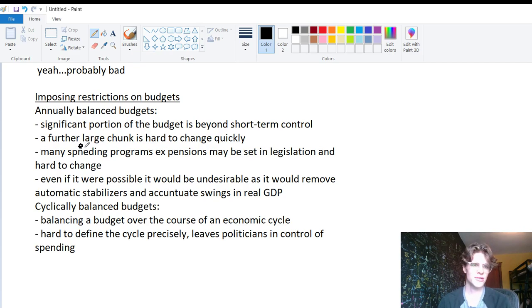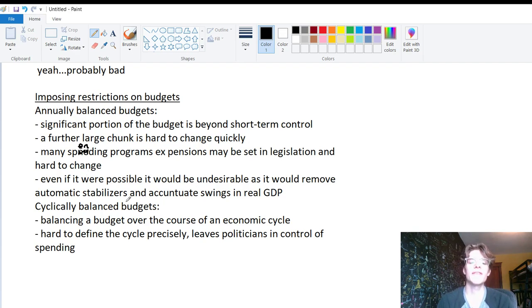Many spending programs, like pensions, may be set in legislation, and they may be hard to change, especially on a year-by-year basis. And even if it were possible, it would be undesirable because we know that tax revenues rise in booms and fall in recessions, right? There's that automatic stabilizer slowing down the booms or slowing down the recessions. Well, if we have to balance it every year, then it's no longer slowing them down. It's just balancing. So it would remove those automatic stabilizers, and we would see increased swings in real GDP, which isn't really a good thing.